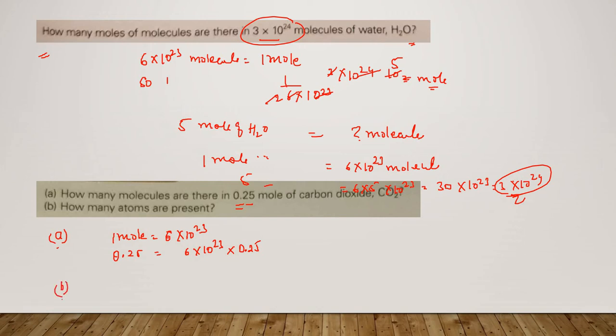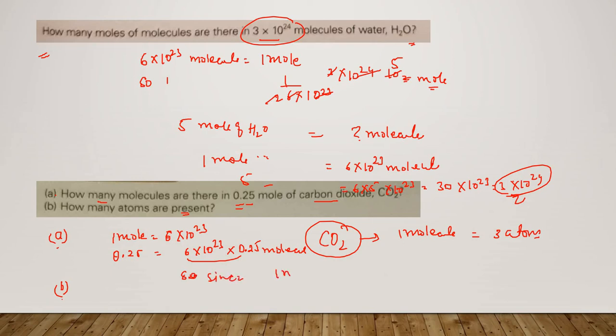Now tell me question B: how many atoms are present there? The question is given from the first part, how many molecules there are. You know CO2 is a molecule. This is 1 molecule of CO2. In 1 molecule, how many atoms do you have? You have 3 atoms, correct? Now from the first part you will get the answer in terms of molecules. So you can write that since 1 molecule of CO2 has how many atoms? 3 atoms.